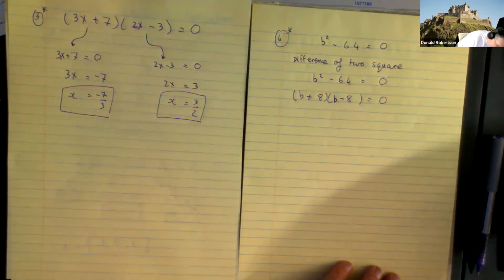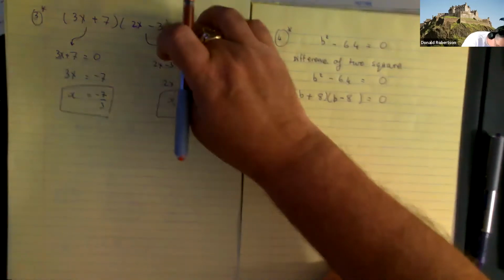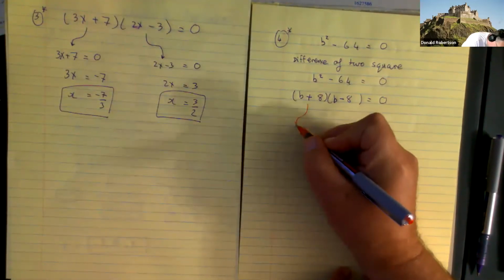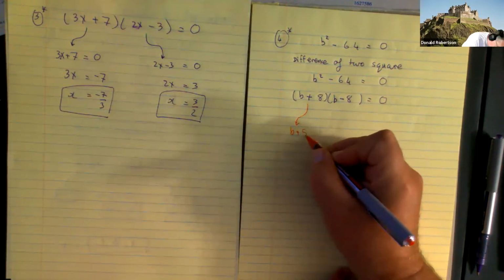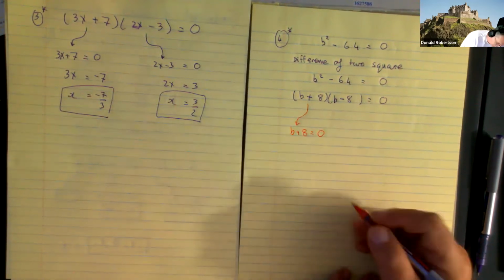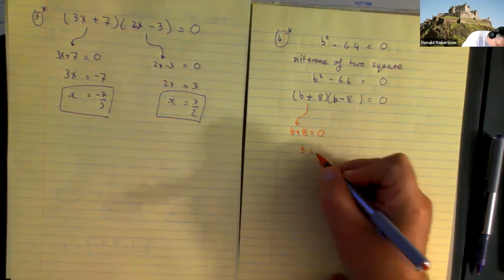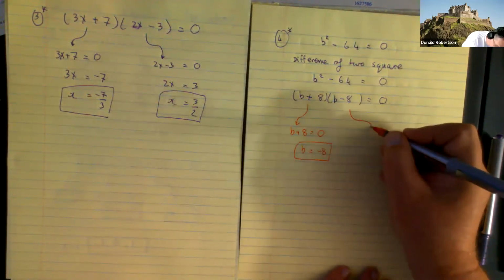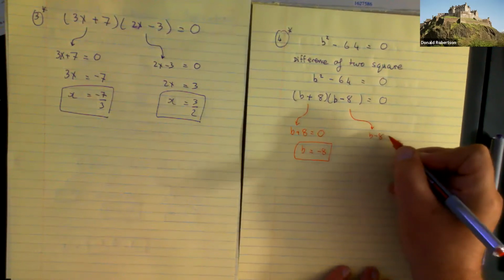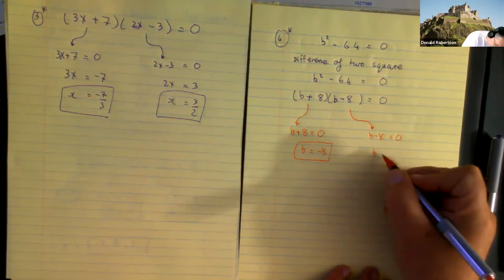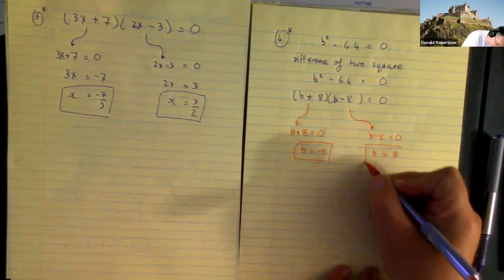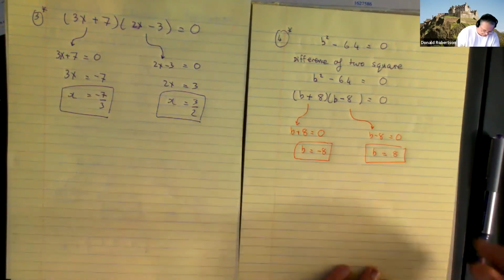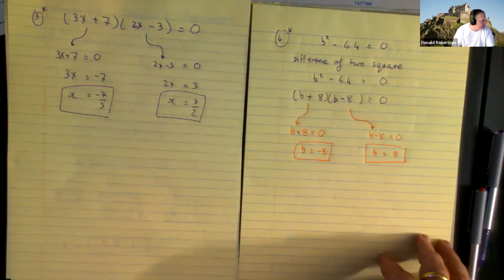Now, we have two factors, just like we have here, and from this point, it's pretty standard. You have that this factor could be 0. So if you take 8 away from both sides, you get that. Or this factor could be 0. If you add 8 to both sides, you get your second. So these are the two solutions to that particular quadratic equation.